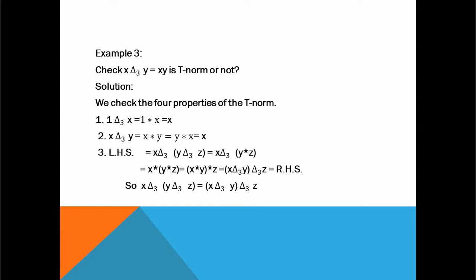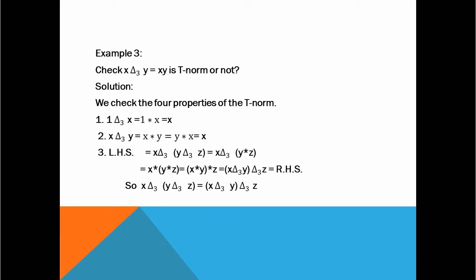Today we are here for our next lecture on fuzzy logics. In the previous lecture we were discussing the T norms, and in T norms we shall start with a new example. Here today in this example 3 we see that delta 3 is also a T norm.